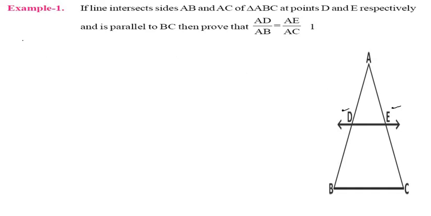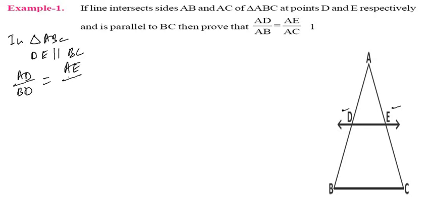Let us start. So you have to write in triangle ABC, DE parallel to BC. Then by Thales theorem, AD upon BD is equal to AE upon EC, by the theorem which is proved here. Now that one is the proof, AD upon AB.